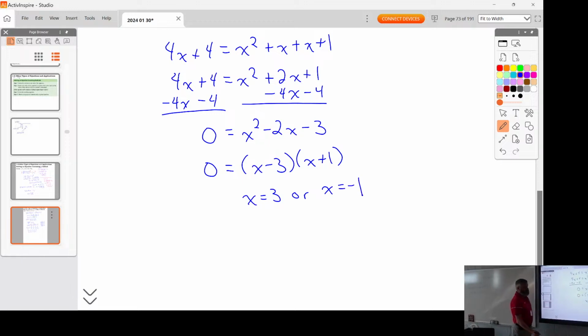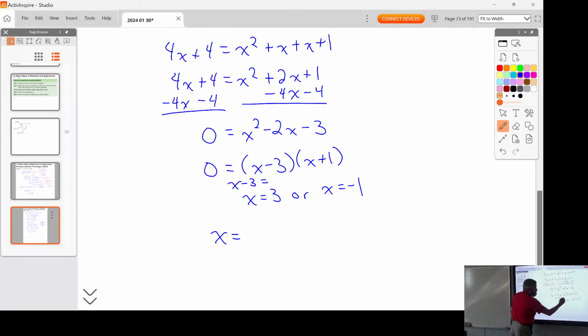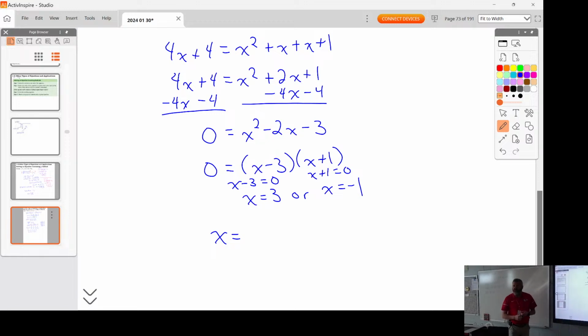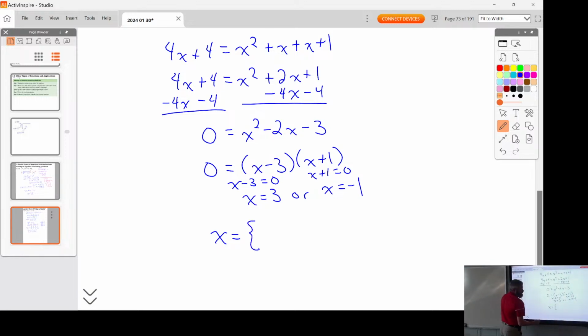So my proposed solution is, go ahead. Because x minus 3 equals 0. Get x by itself. What do? X plus 1 equals 0. So x equals -1. Okay. So my proposed solution is x equals a set of numbers containing -1 and 3.